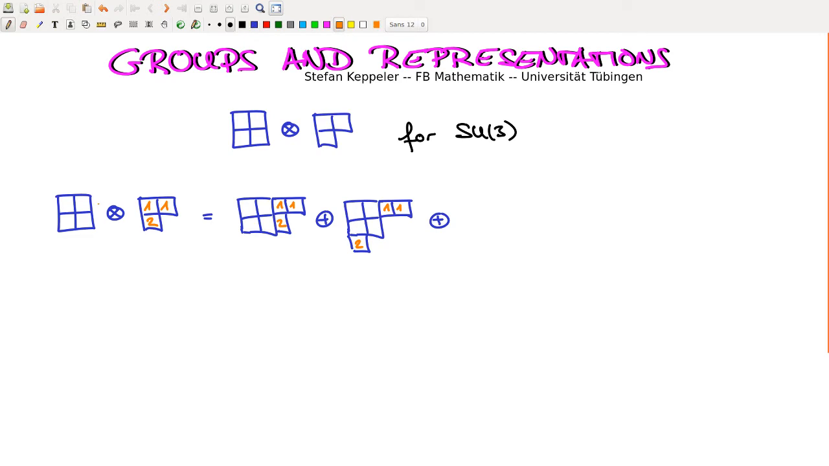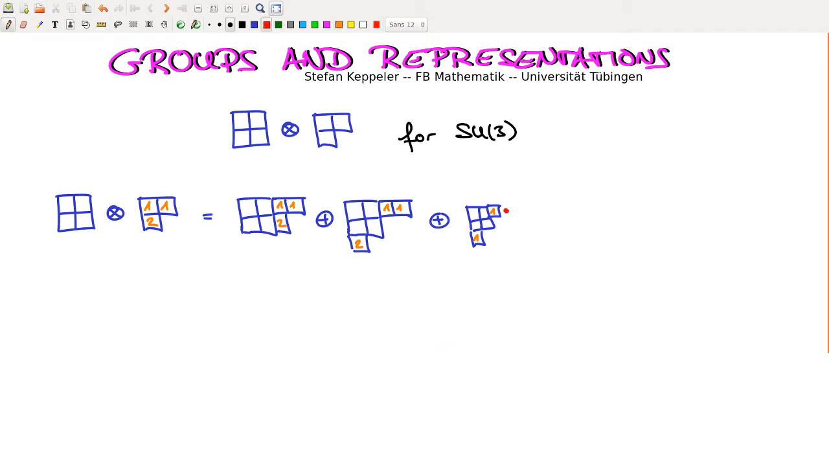We cannot add both 1s here and here, because then we would have 2 1s in one column, and that's not allowed. So here, 1, 1, that's also forbidden. But we have some other choice which is allowed. So we can add 1, 1 here, and the other one down here. So 1, 1. And now what can we do with the 2?